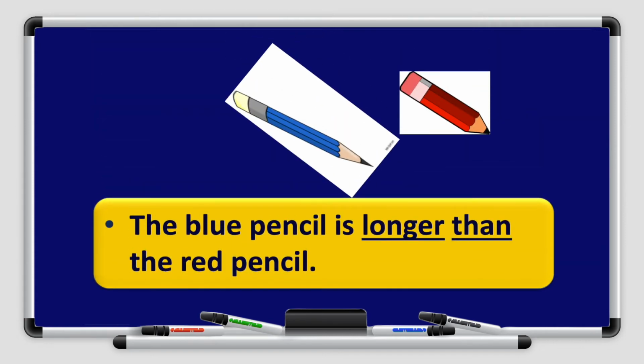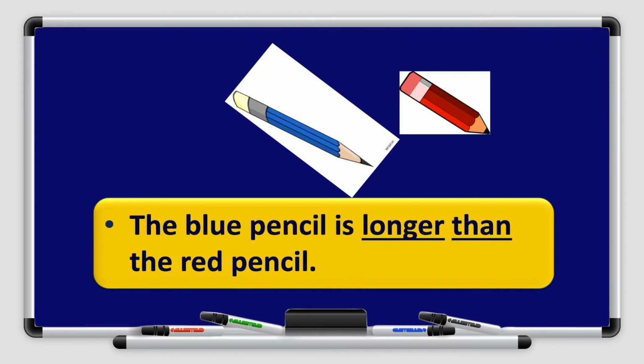All right, boys and girls, let's focus on this picture. Take a look at it. The blue pencil is longer than the red pencil. We have the first object, which is the blue pencil, the second object, which is the red pencil, and we have to compare between them. What do we use? We use the verb plus the comparative adjective plus ER and then the word than and then the rest of the sentence. The blue pencil is longer than the red pencil.